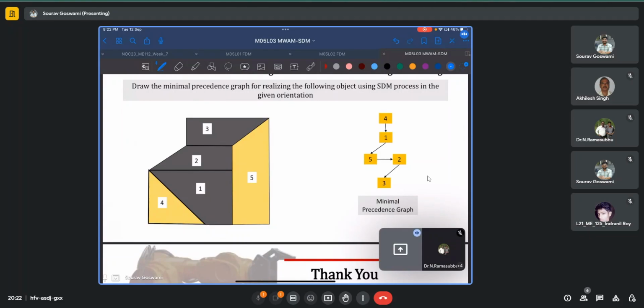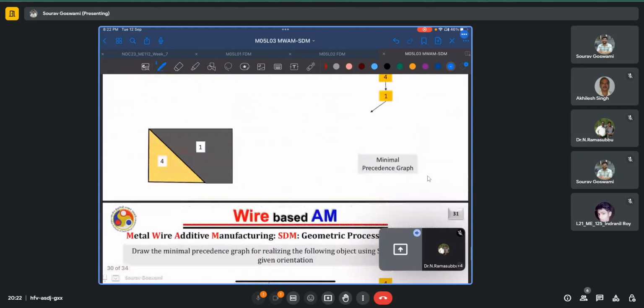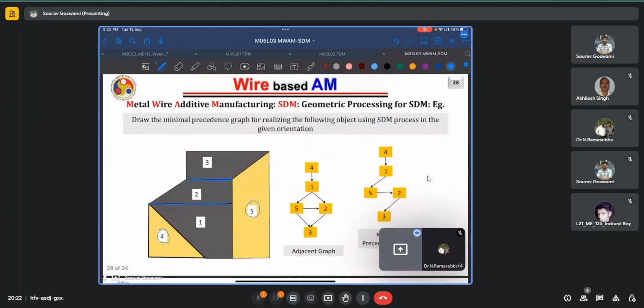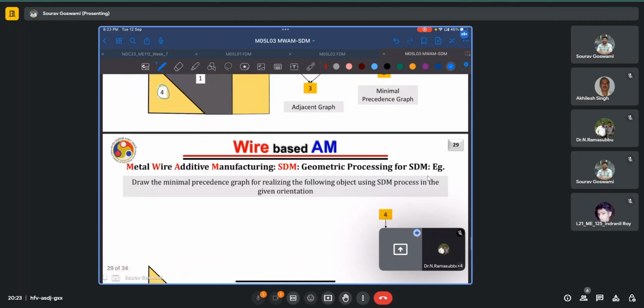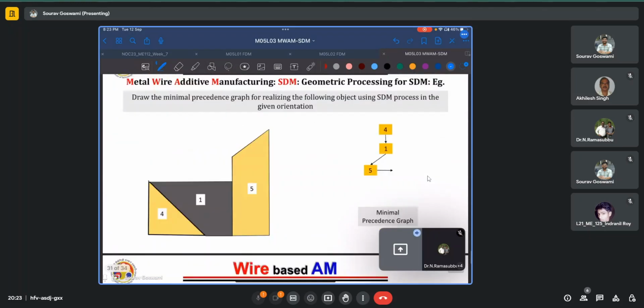So we see that here 5 and 2 are shown at the same horizontal level. This is because I could have gone either way. Both of these pathways are suitable. After depositing 1, I can also deposit 5. That is not a problem. And then go on to deposit 2 and 3. Or after 1, I can even deposit 2, then deposit 5 and 3. So it does not really make a difference. It will just change the sequence of deposition.